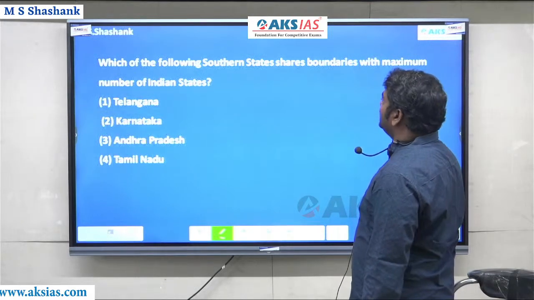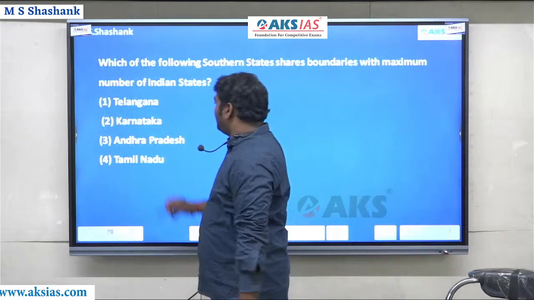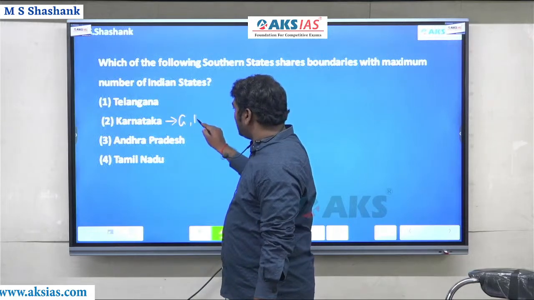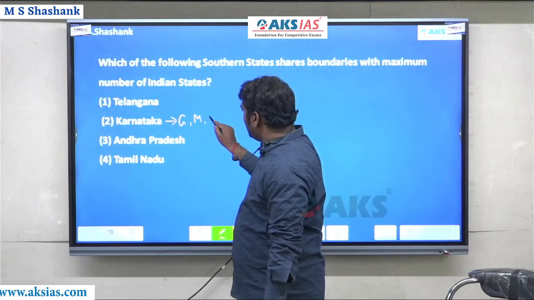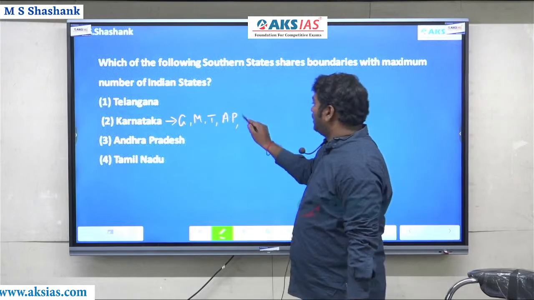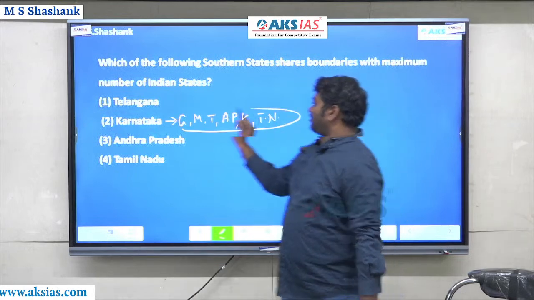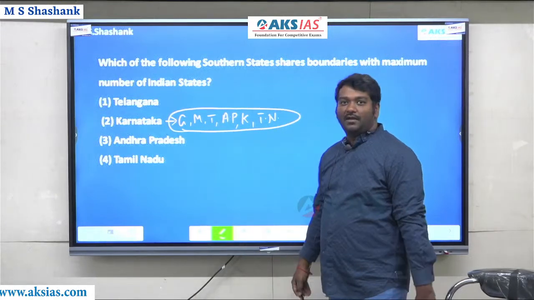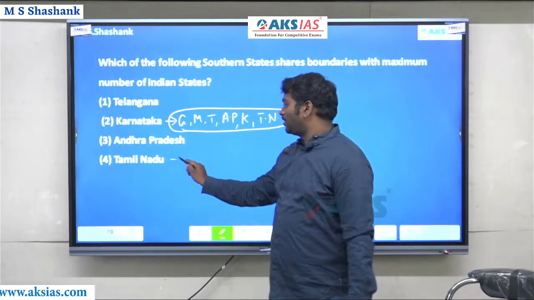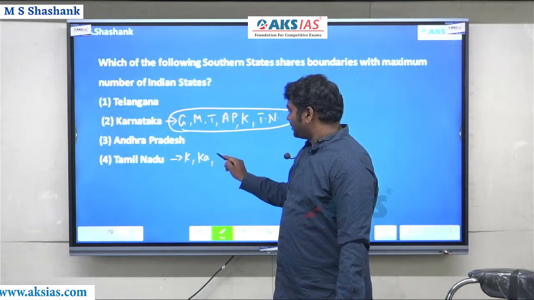Which of the following southern states share boundary with maximum number of states? See guys, if you take Karnataka, Karnataka has border with Goa, Maharashtra, Telangana, Andhra Pradesh, Kerala, Tamil Nadu. So it has the maximum number. With respect to South Indian states, others you know, right? Tamil Nadu hardly has border with Kerala, Karnataka, Andhra Pradesh.